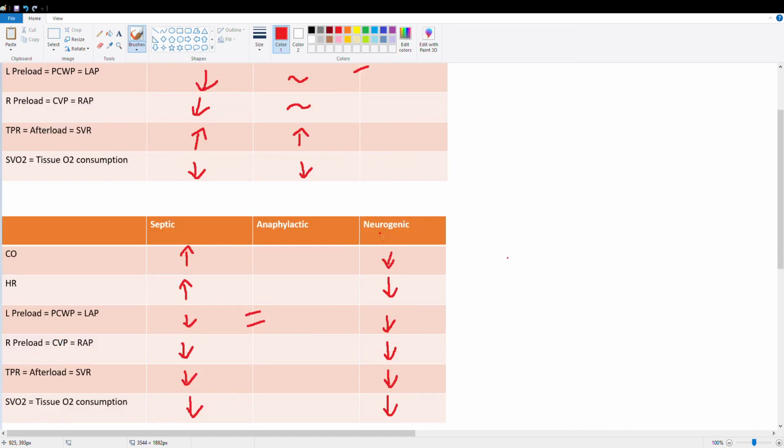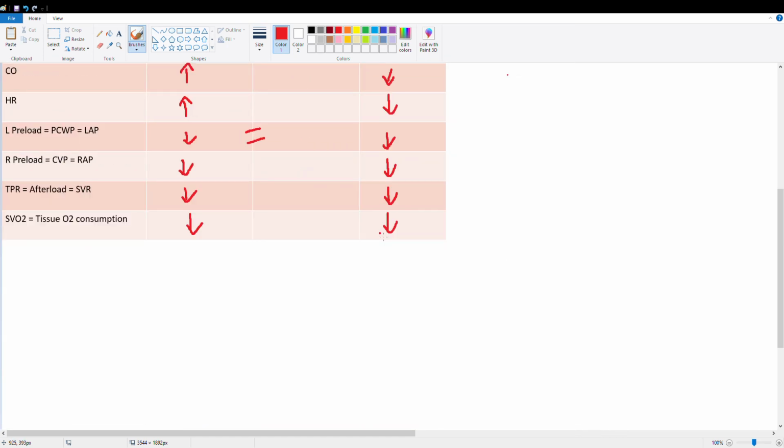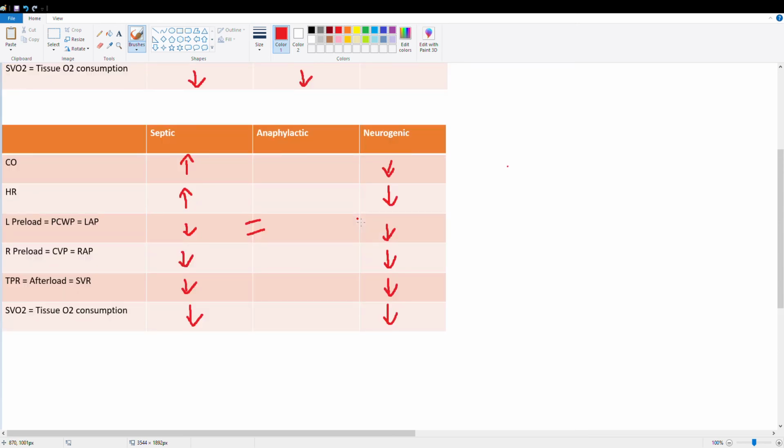Now let's talk about our distributive shocks. So here, in these types of shock, we have failure of circulation due to vasodilation and potential capillary leak, which redistributes the fluid from inside the vessels to outside. And we have septic, neurogenic, and anaphylactic shock in these cases. Septic shock is caused by infection. Here our big culprits are usually gram-negative bacteria, and we can look up the criteria for sepsis as the qSOFA score. We'll do a separate video on analyzing qSOFA in a bit.